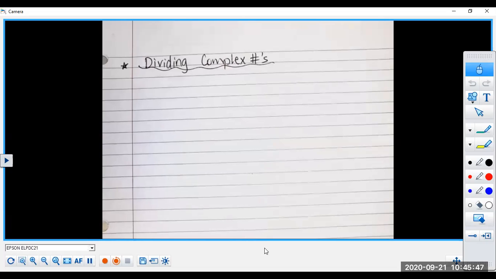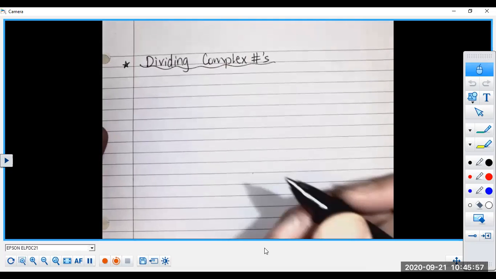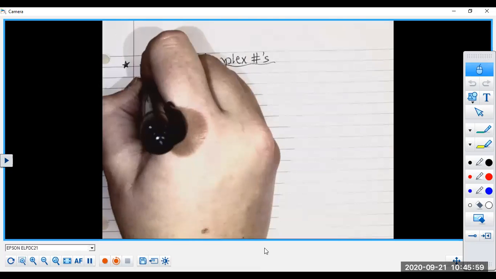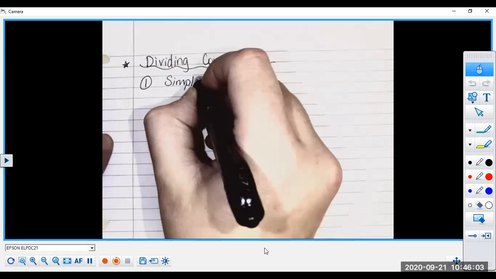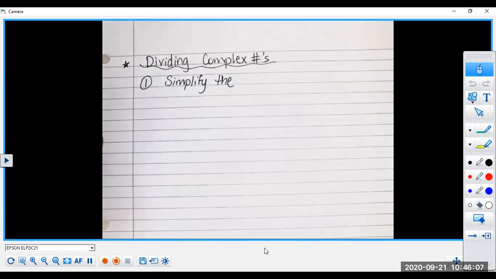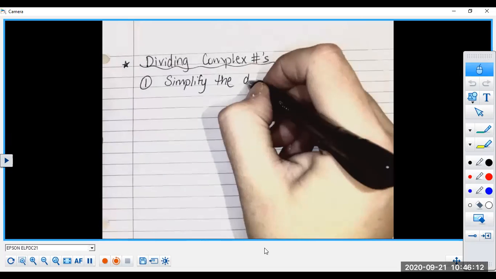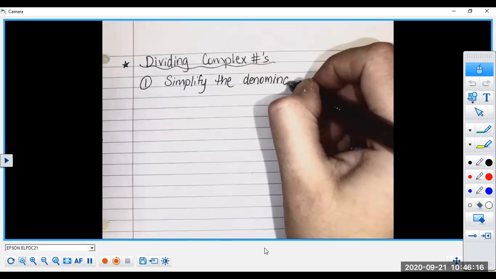Okay, I want to go back to number 3, but before we do that, let's talk about what you do when you divide complex numbers. The first step is always to simplify the denominator. You have one late on in your 2.1 assignment in MATLAB, and I actually put in a tip: simplify the denominator first if it needs it.